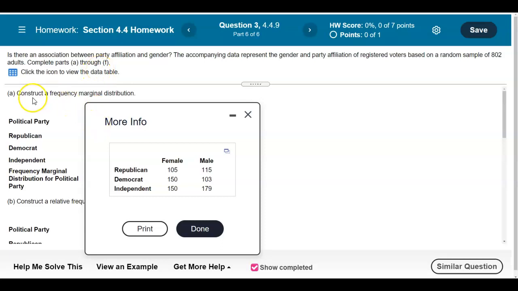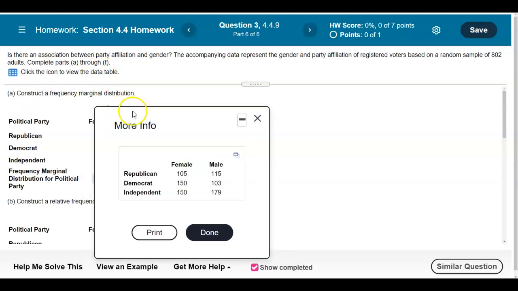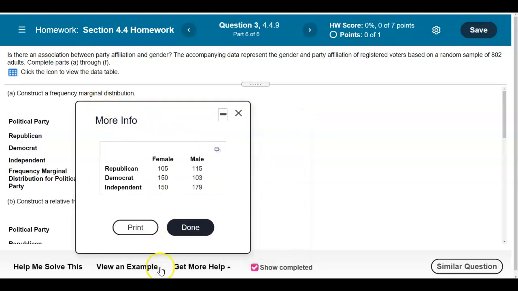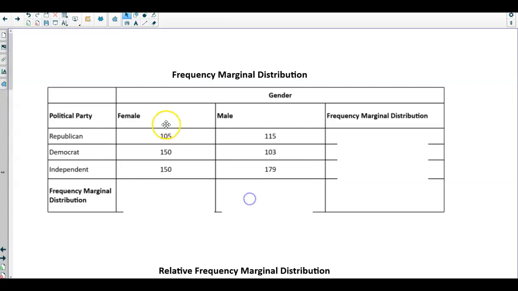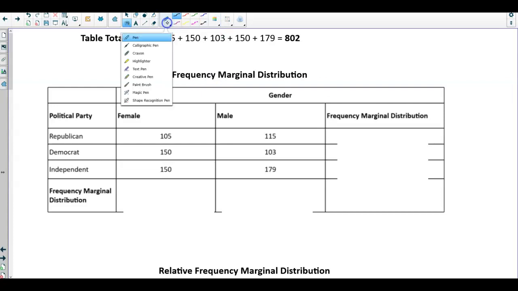So the first thing we're going to do is construct a frequency marginal distribution using this table here. First, we want to find the total amount in our table. If we add up all of these values, we should get a total. The table total is 105 plus 115 plus 150 all the way to 802. So 802 is going to represent our table total.